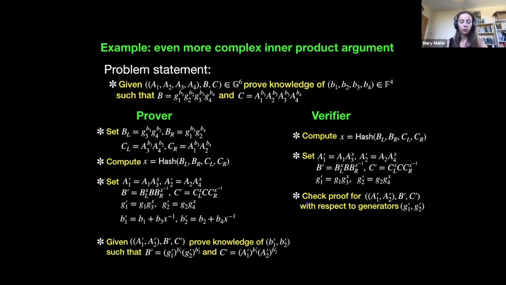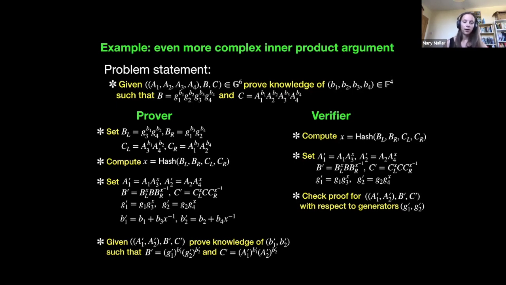So our first one, A1 dash, is going to be equal to A1, A3 to the X. A2 dash is going to be equal to A2, A4 to the X. And you'll notice a similar pattern going on with our G1 dash and G2 dash. And our exponent B1 dash is going to be equal to B1 plus B3 x to the minus 1. B2 dash is going to be equal to B2 plus B4 x to the minus 1.